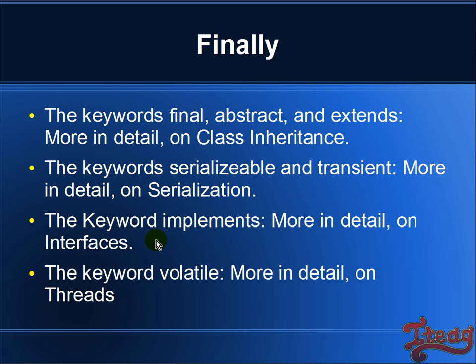Interfaces, hey, suppose you want a program to have a certain type of method in it, and you know what you want the method to do, and you want those methods to be in this class, and so the class can override it and actually define what that method is supposed to do for this kind of class. I'll leave it at that and go into detail on interfaces. And keyword volatile, more detail on threads. And, of course, there we are.